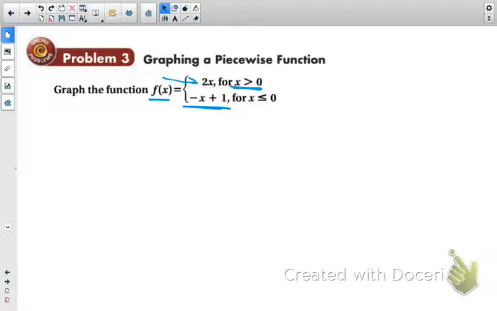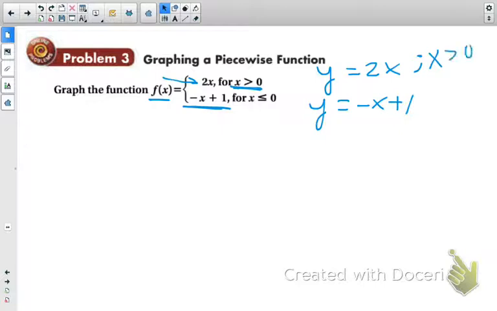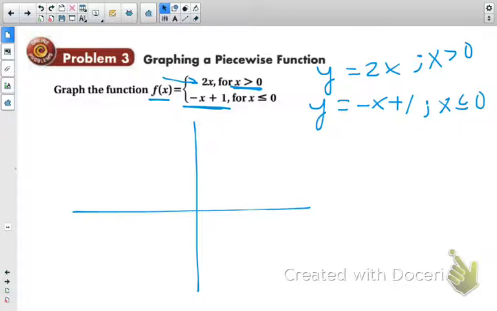Okay, so basically you're graphing two different things. You're graphing y equals 2x, and you're graphing y equals negative x plus 1. But they're going to be in different parts of the graph. So this one is for when x is greater than 0. This is for when x is less than or equal to 0. Okay, so if we do this, I'm going to make my graph here first. 1, 2, 3, 4, 5, 6. 1, 2, 3, 4, 5.